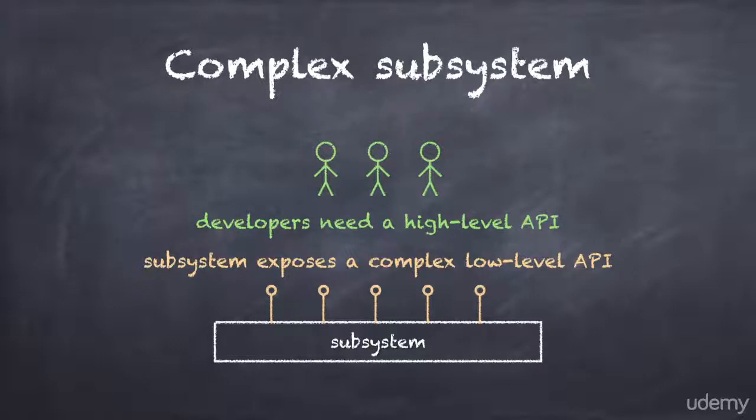So, what do you do if you have to expose the subsystem to a large group of developers? The steep learning curve of the subsystem will be a major impediment to adoption, and there's a big risk that some people will use the API incorrectly and introduce bugs into the system. The facade pattern solves this problem.